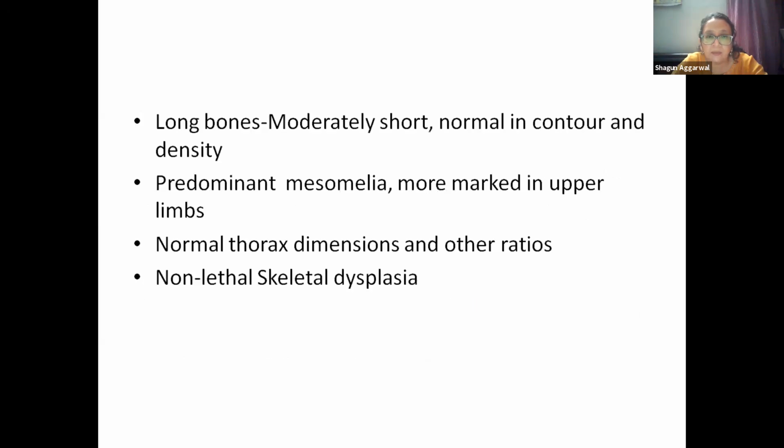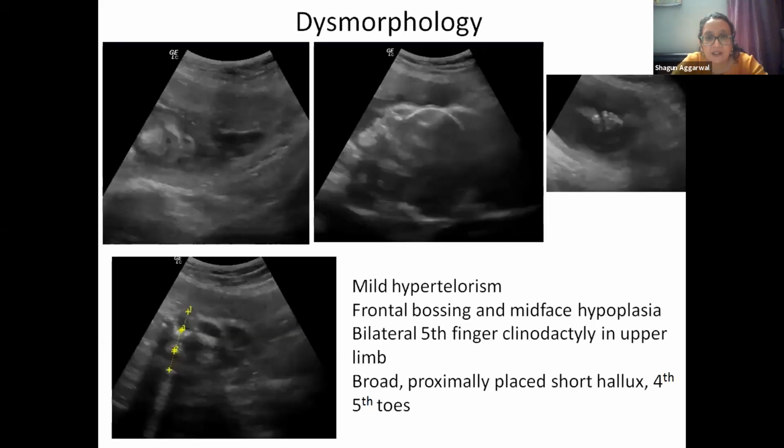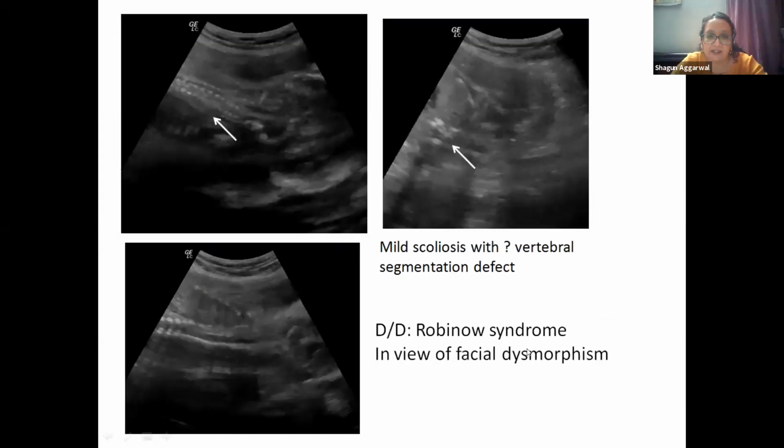So basically we had moderately short bones, which were normal in contour and density, predominant mesomelia, more in the upper limbs, and normal thorax dimensions and ratios. So this was a non-lethal skeletal dysplasia. There were also other interesting findings in the form of dysmorphology: some frontal bossing, mid-face hypoplasia, mild hypertelorism, some minor digital abnormalities, and also a vertebral segmentation defect.